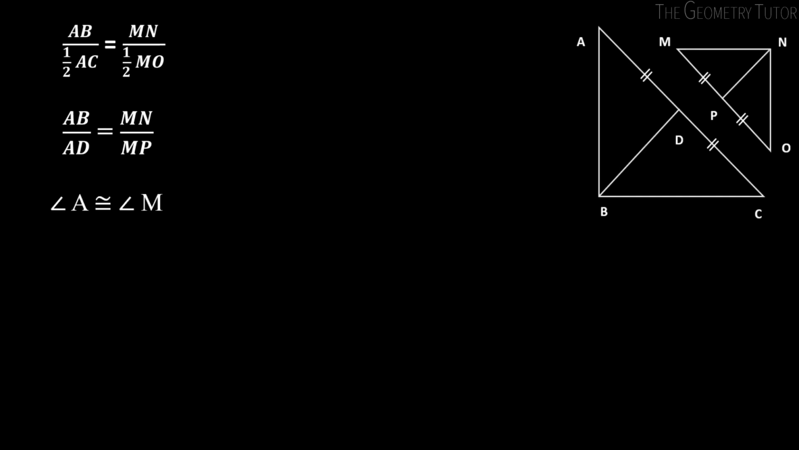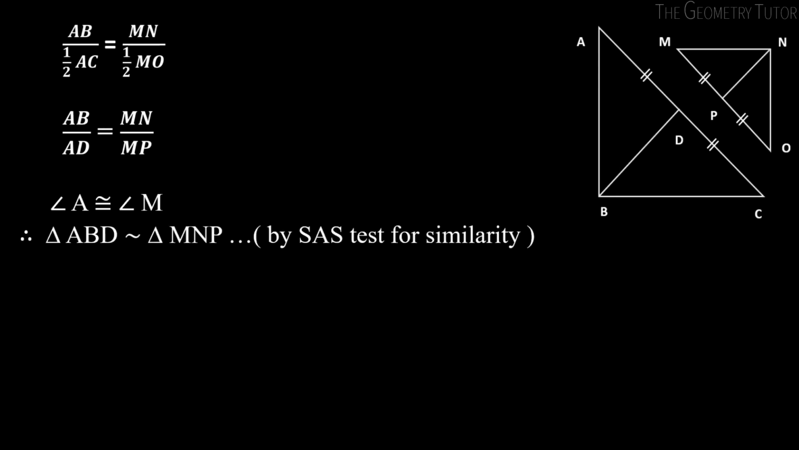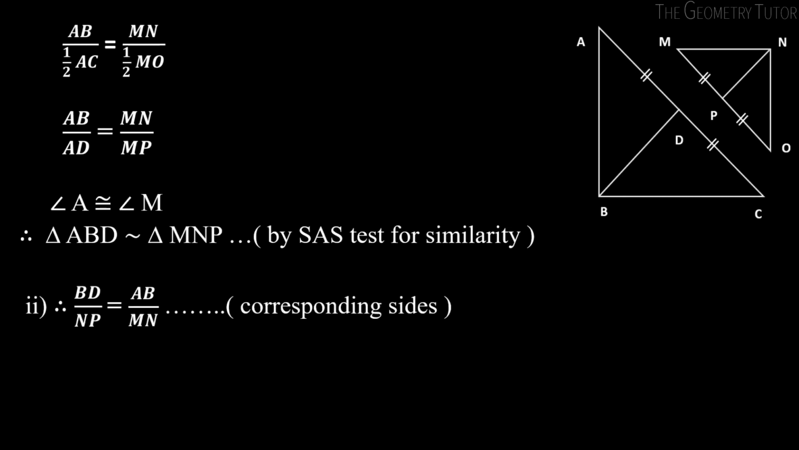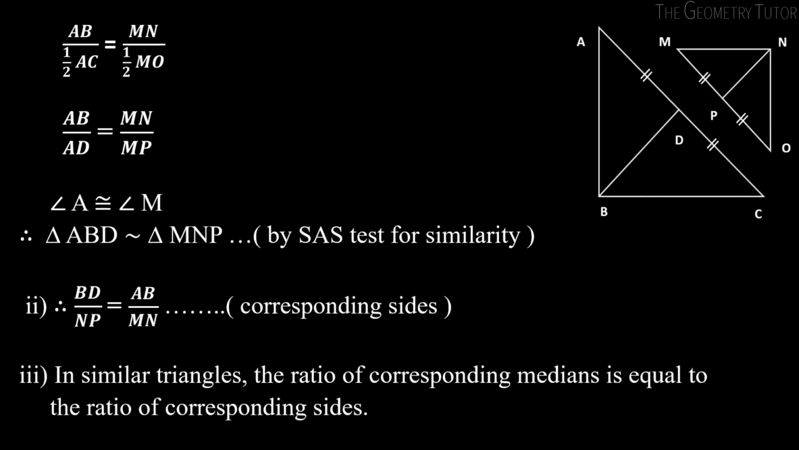Angle A is congruent with angle M. Therefore, triangle ABD similar with triangle MNP by SAS test for similarity. Therefore, BD upon NP is equal to AB upon MN, corresponding sides of similar triangles are in proportion. So, we get the following conclusion or a result: in similar triangles, the ratio of corresponding medians is equal to the ratio of corresponding sides.